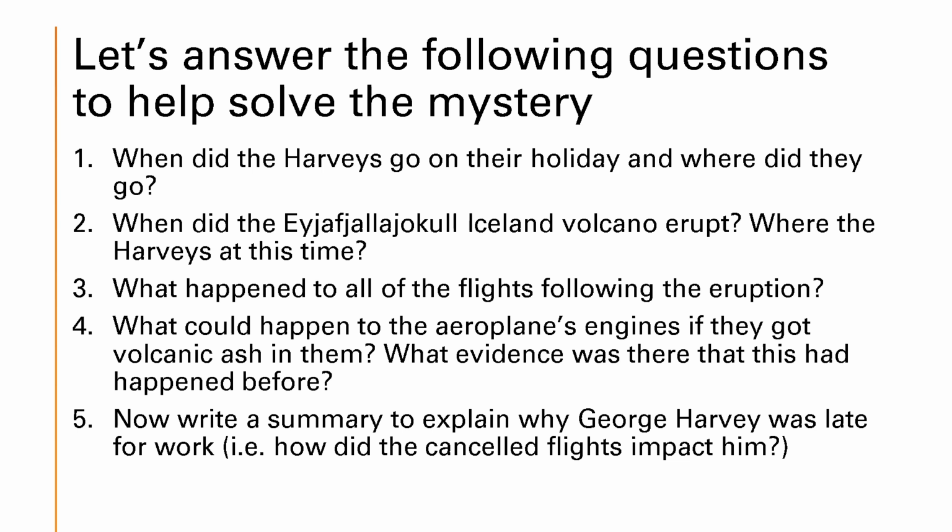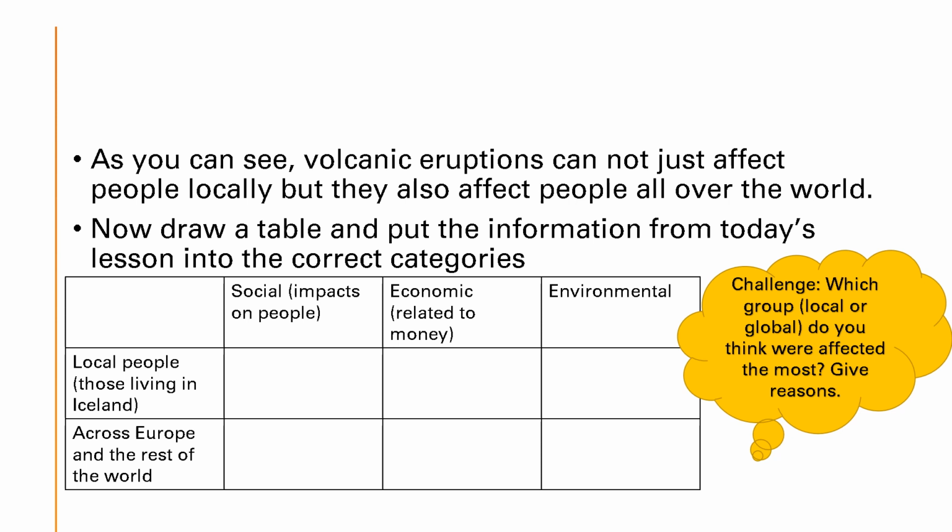Okay, well done for completing that. Now, we've gone through this, and quite a few of these slides talked about the different effects. So we talked about the local effects, for example, the ice melting and causing flooding and the ash on the farms. And we've talked about the global and European effects, so the lack of planes flying, the perishable goods, etc. But what I want us to do is to try to take all of those facts from today's lesson and put them into three categories.